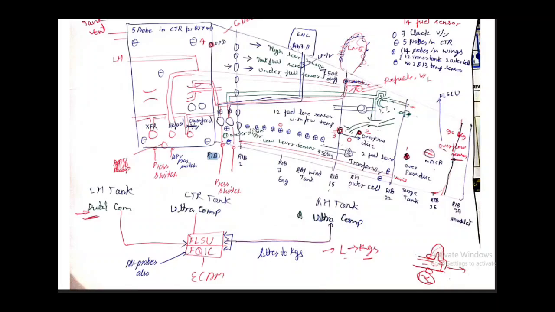Number 2 and 13 will have the temperature sensor, which will give indication on the fuel SD page about the wing inner cell and outer cell temperature. So just remember, number 2 and number 13 on the outer cell will have the fuel level and temperature sensor on the wing, which will give indication on the ECAM. So this is all about the probes.